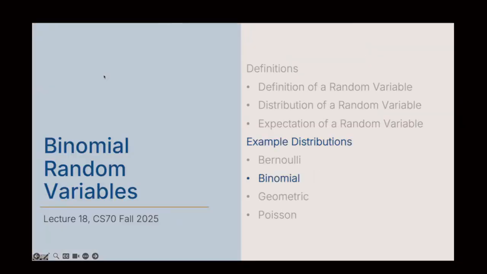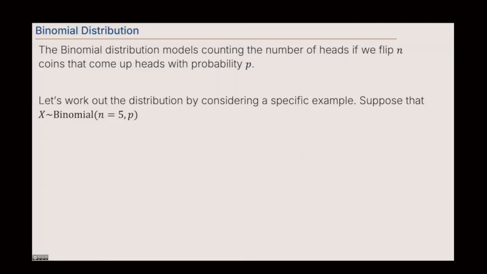All right. How about binomial? So binomial random variable is another very popular one. This models the number of heads if we flip n coins that come up with probability p. Okay. So let's try out a specific example. Let's say we're flipping 5 coins which have some particular probability p of coming up heads.